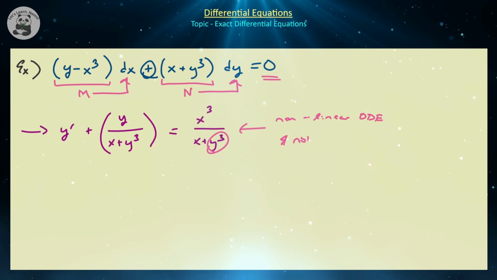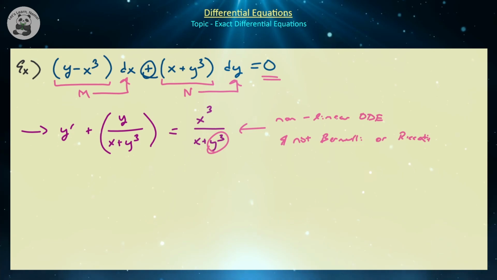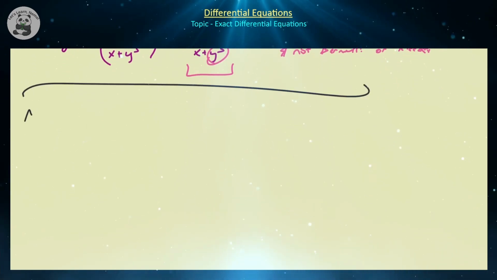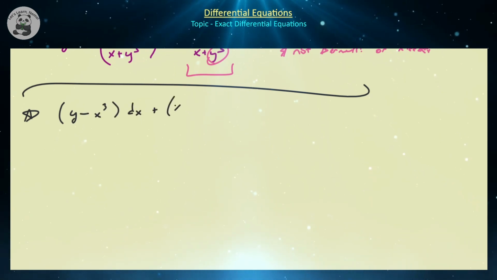And moreover, it's not a Bernoulli equation, which we know how to solve, or a Riccati equation, which we at least have some idea of the structure of those solutions. So it's nonlinear, non-Bernoulli, non-Riccati. So you're like, okay, well, I don't have any methods to solve because I can't really separate this because of this term on the right-hand side. So that's problematic, right? So let's give this exact differential equation structure a try. Let's see if we can solve this via the theory we have just proven. So (y minus x cubed) dx, (x plus y cubed) dy.